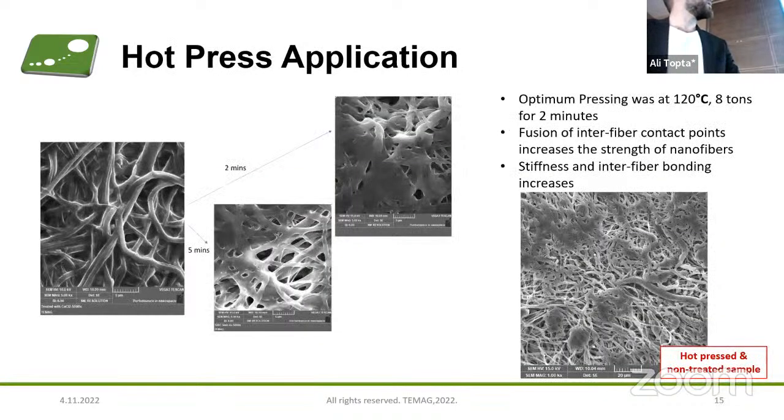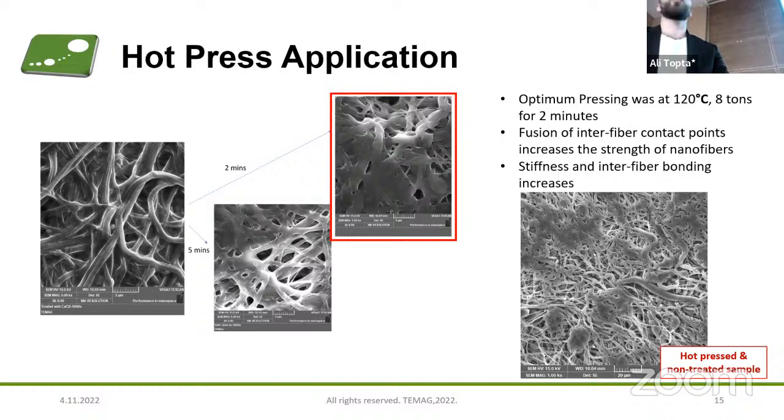After sending them to hot press application, whenever we press our nanofiber membranes, we were fusing the interfiber contact points, making them have high stiffness, which is better for the mechanical performance of our separators. We have done it for 2 minutes at 120 degrees Celsius under 8 tons of load.